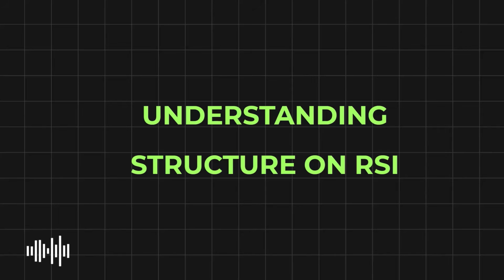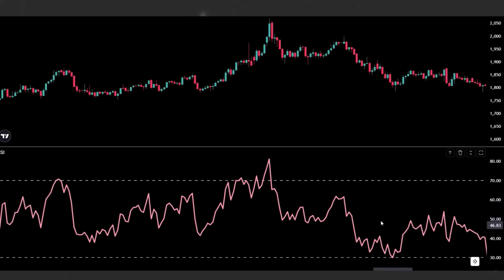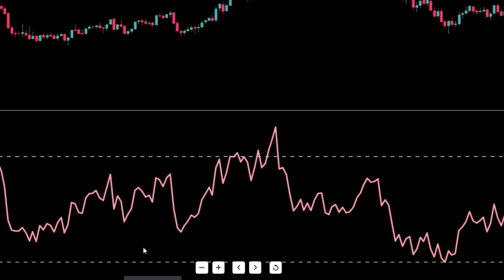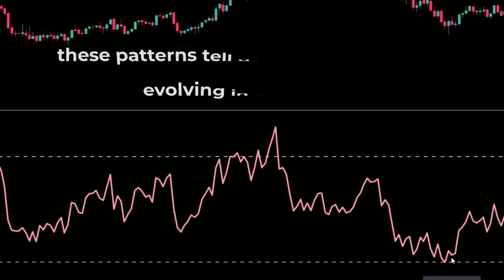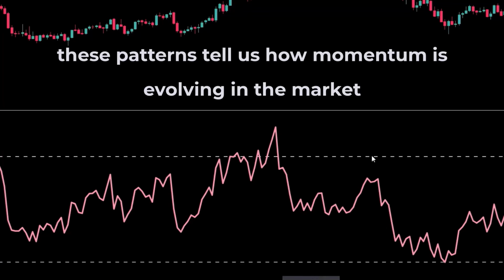Understanding a structure on RSI. Now let's look at RSI in a slightly different way. Instead of thinking of RSI as just a number between 0 and 100, imagine that RSI is a small chart of momentum. Just like price, the RSI line also moves up and down. It creates peaks and valleys, and those peaks and valleys are actually highs and lows of momentum. So, if we observe RSI carefully, we can also see a structure like higher highs and higher lows, or lower highs and lower lows. And these patterns tell us how momentum is evolving in the market.